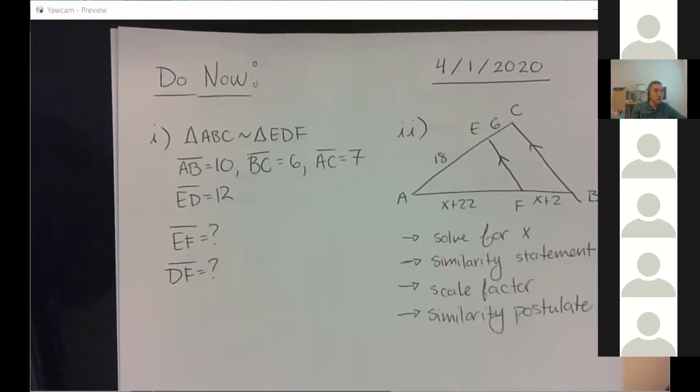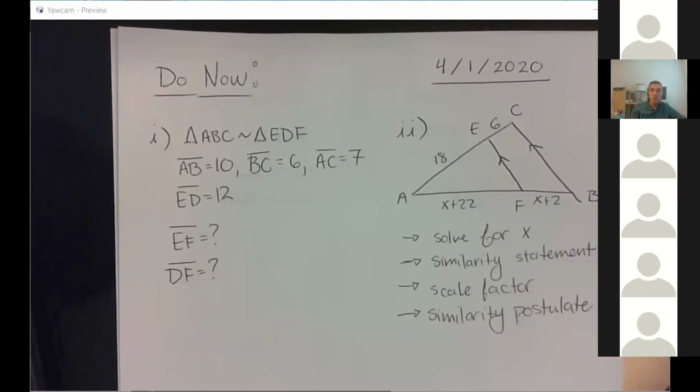This warm-up has basically a little bit of everything in it from the whole chapter. Question number 1: triangle ABC is similar to triangle EDF. AB is 10, BC is 6, AC is 7, and ED is 12. Based on that information and the way that it's listed out, please solve for the length of EF and the length of DF with the given information.